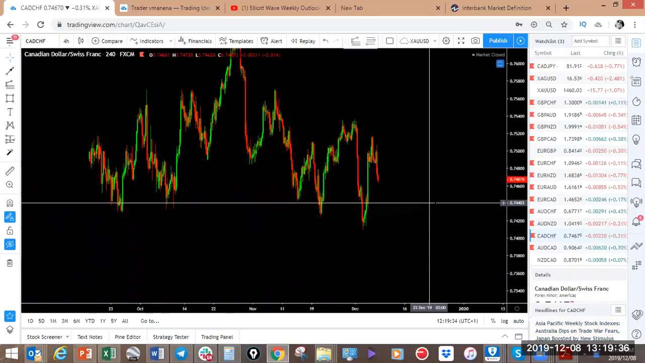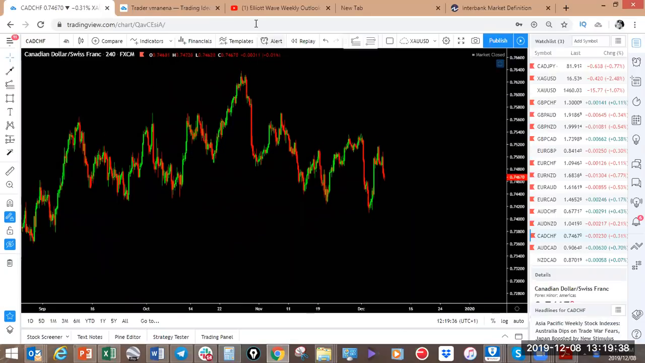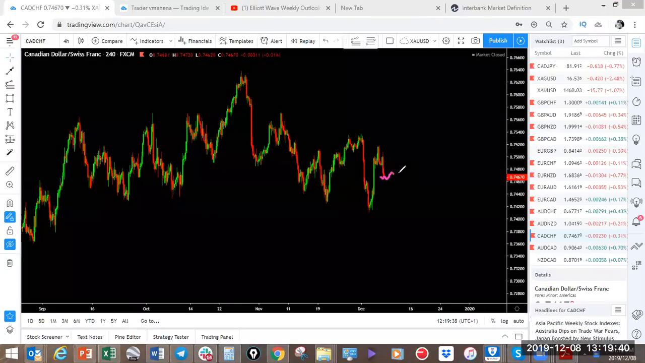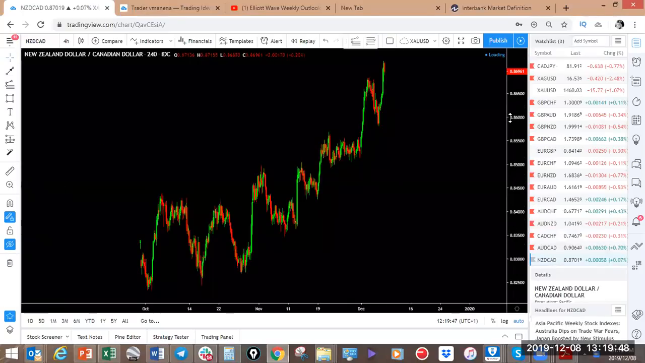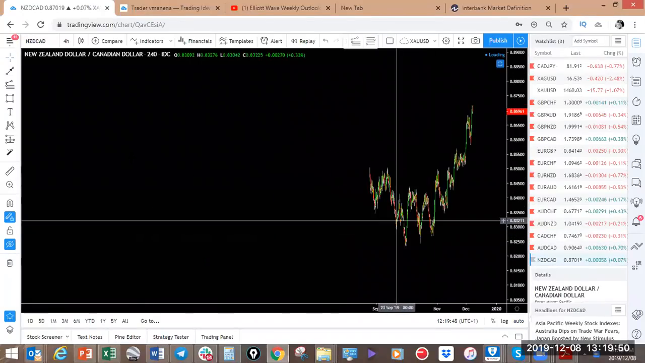Right, that is what we're looking at there. So it should be coming down with the CAD continuation pattern here, and look for downside. Very messy. I would not be taking that trade. New Zealand CAD. Now New Zealand CAD is a tricky one.